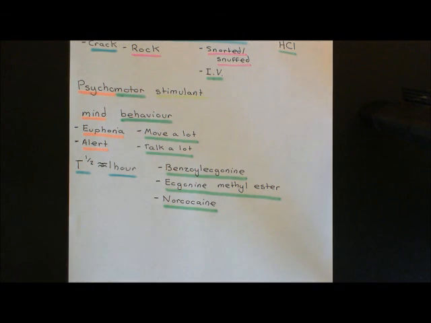And in fact, a little bit of the cocaine is actually excreted unchanged in the urine. I think about 5% of the cocaine is excreted directly into the urine. Most of it, however, has to be metabolized into one of these molecules, and then it is excreted in the urine.